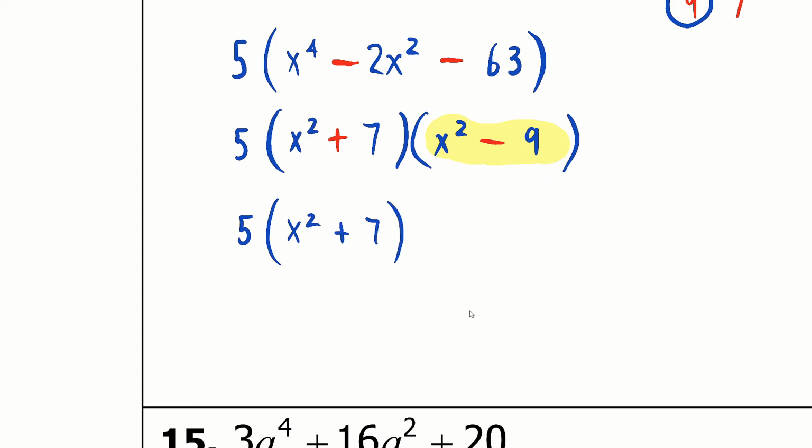X squared plus 7 I can't do anything with, but x squared minus 9 is difference of squares. So that's going to break into two binomials, and those binomials are x and x, 3 and 3, plus and minus. All right, y'all should be rolling in these now. It shouldn't be that hard.